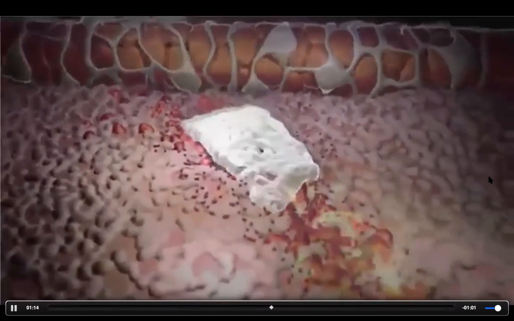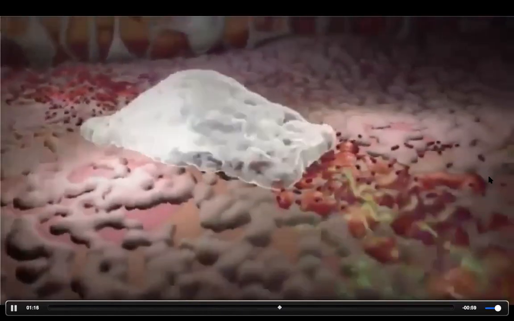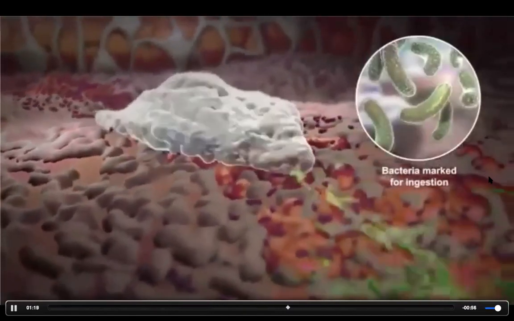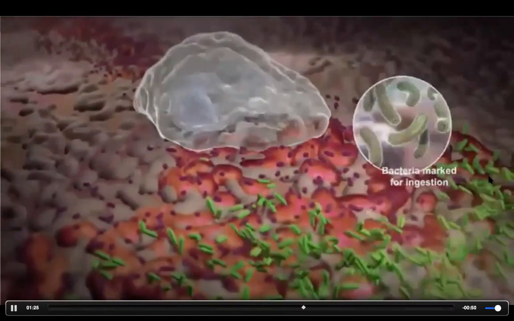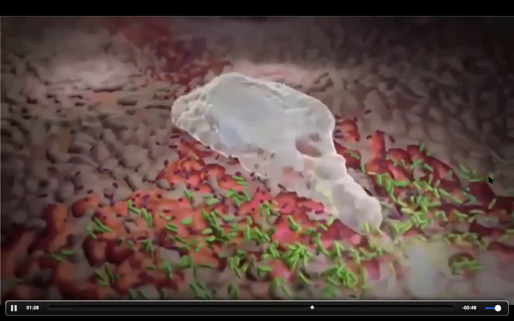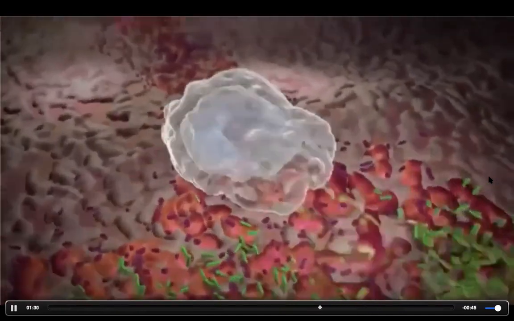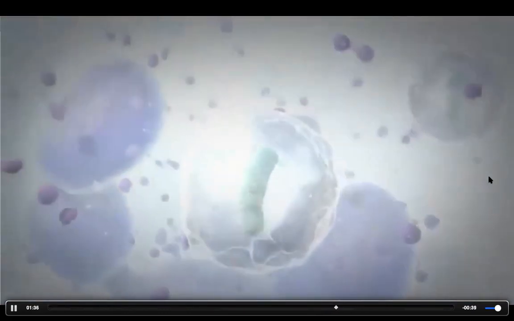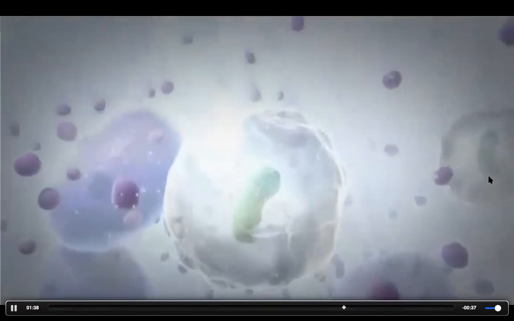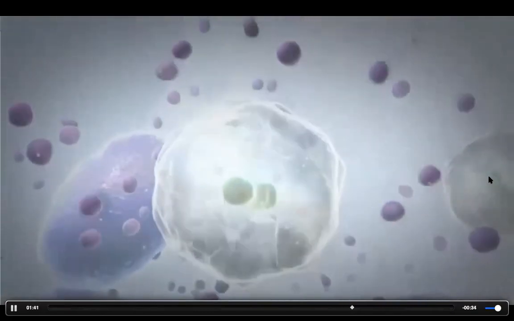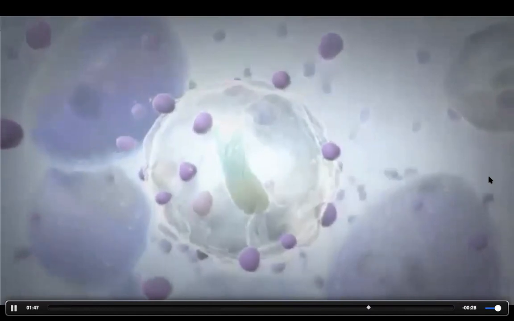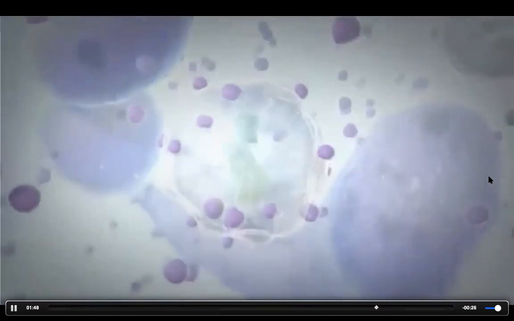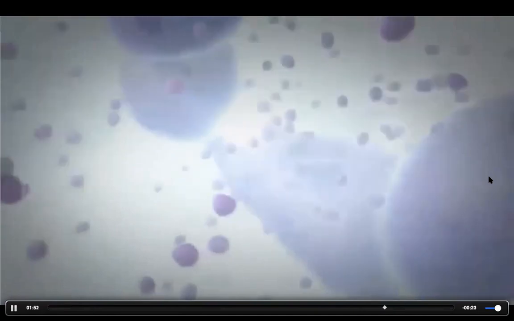At the site of infection, bacteria are coated with antibodies of the immune system and marked for ingestion. The neutrophil recognizes the marked bacterium, engulfs it into its body, and traps the bacterium in a sac called a phagosome. The neutrophil contains pouches called lysosomes, which are full of digestive enzymes and chemicals that can kill bacteria. The lysosomes then combine with the phagosomes containing the bacteria and release the enzymes and chemicals, resulting in the ultimate death of the bacterium inside the neutrophil.